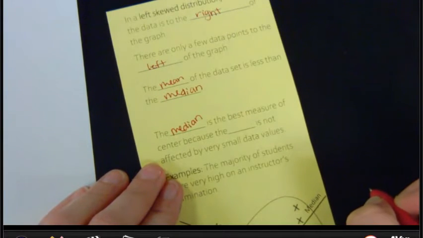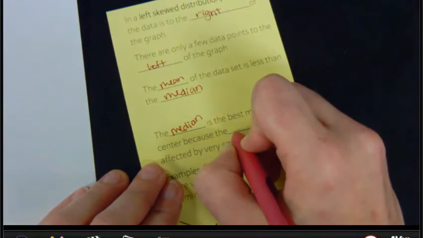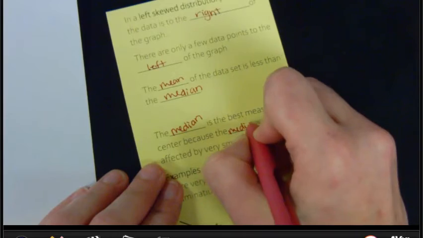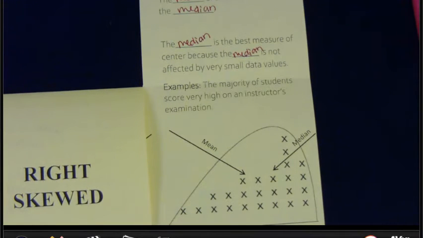is the best measure of center because the median is not affected by very small data values. Okay. And so that's a great example of a left skewed graph. Okay, where I'm taking the rubber band again and I'm pulling it to the left.